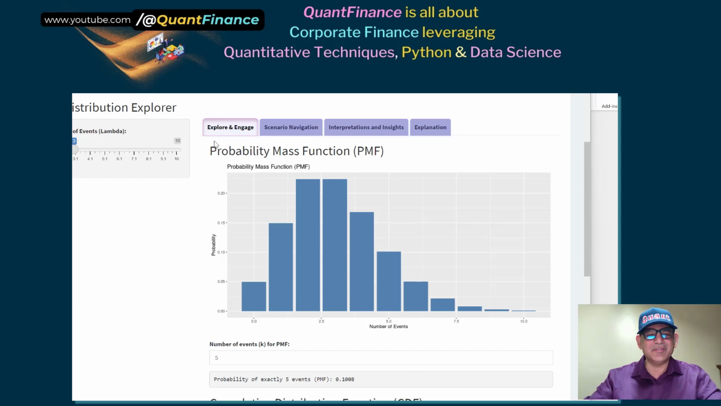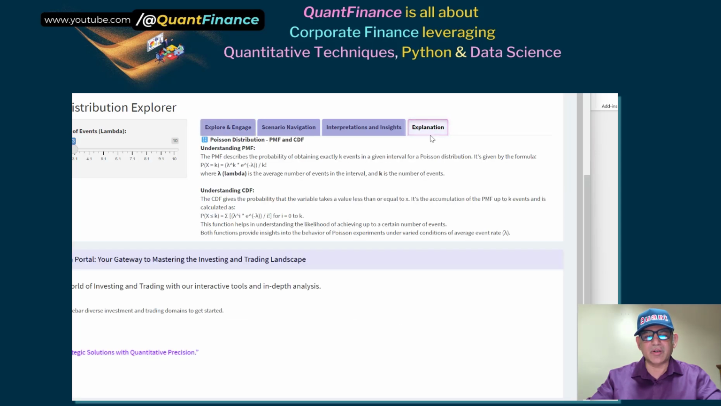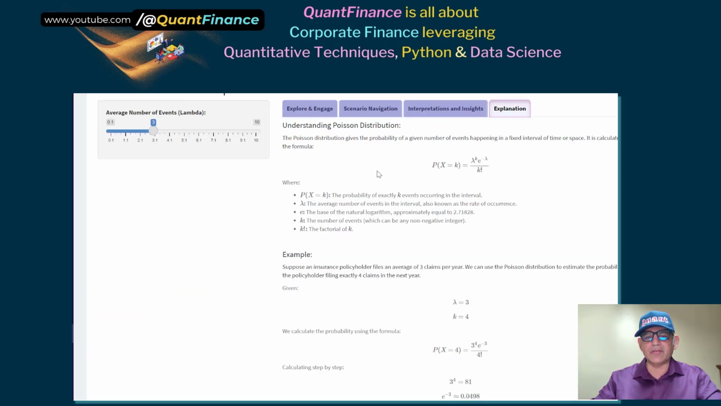Welcome, and today we are talking about this interesting concept of Poisson distribution through this Explorer app. Here we will be talking about two tabs, the Explore and Engage tab, where we have the probability mass function, PMF, of Poisson distribution, and then we will also be talking about the explanation tab. And here we have this formula for computing the PMF of Poisson distribution.